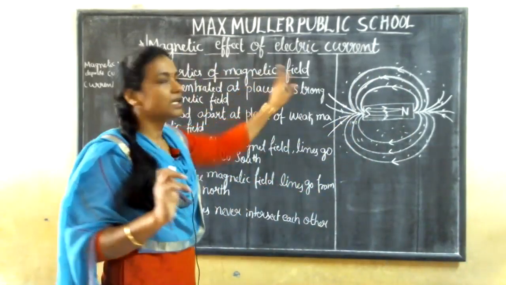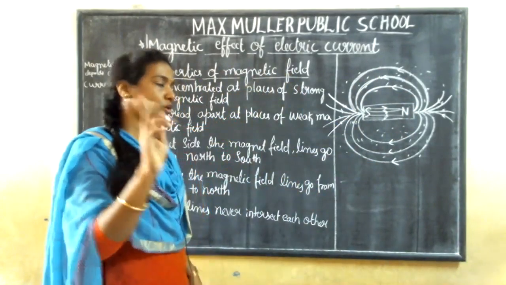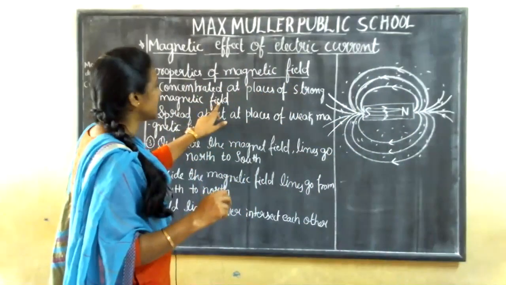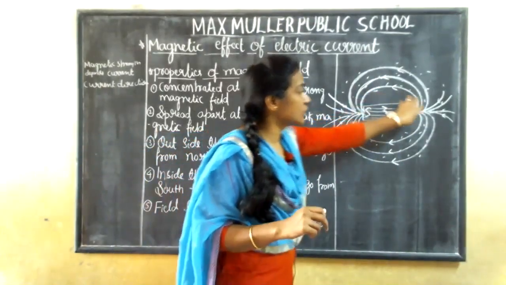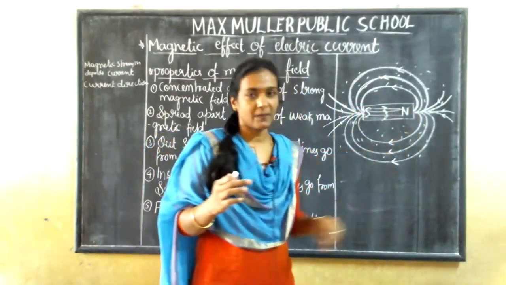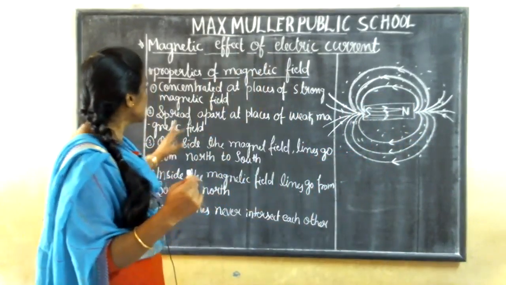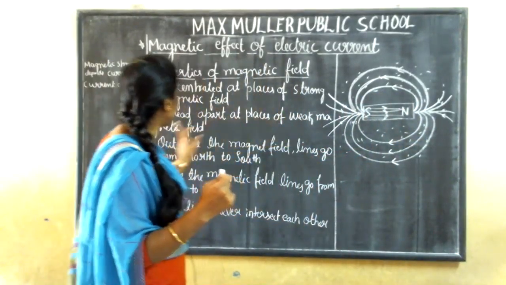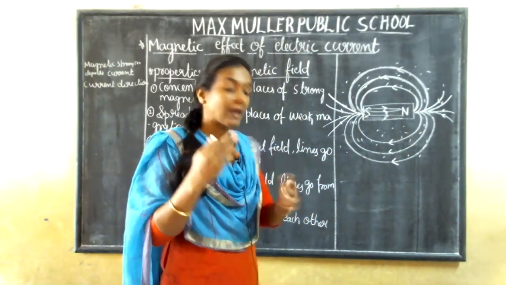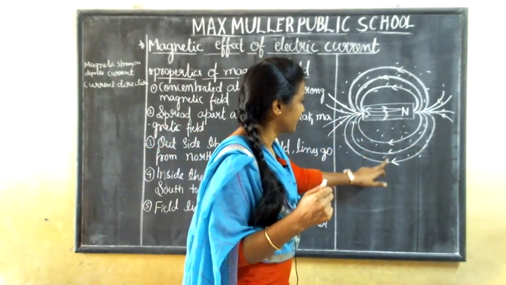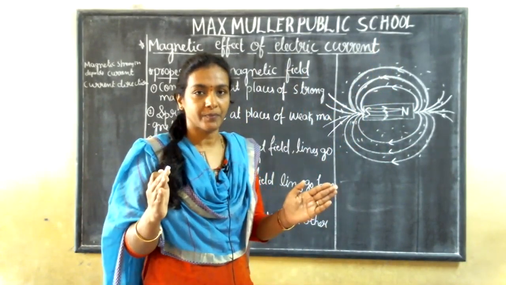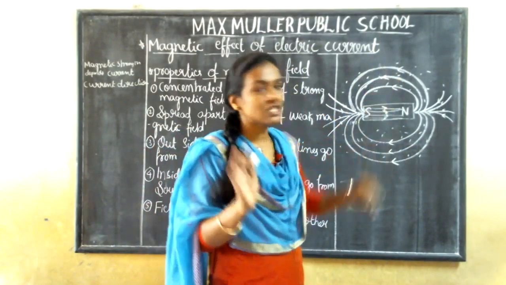Properties of a magnetic field. Okay, everyone note down this. Concentrated at places of strong magnetic field. Where do they have a strong magnetic field? In the poles. The second one is here: spread apart at places of weak magnetic field. Here they spread apart where the magnetic field is weak.